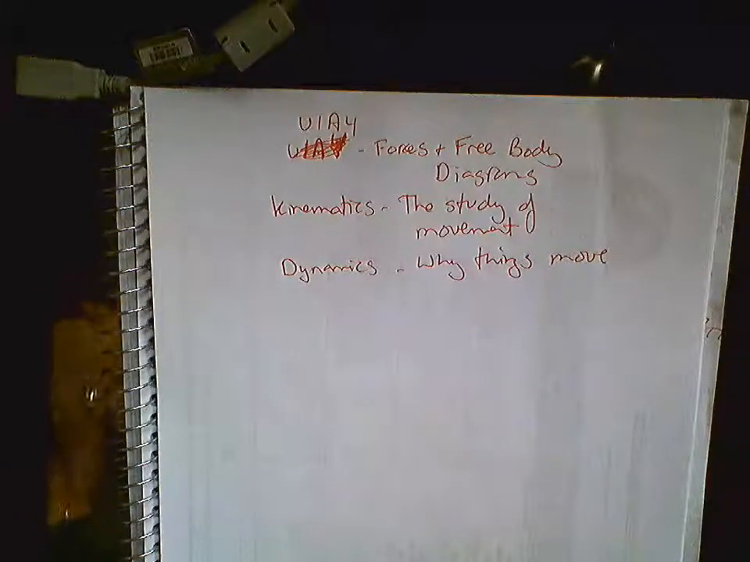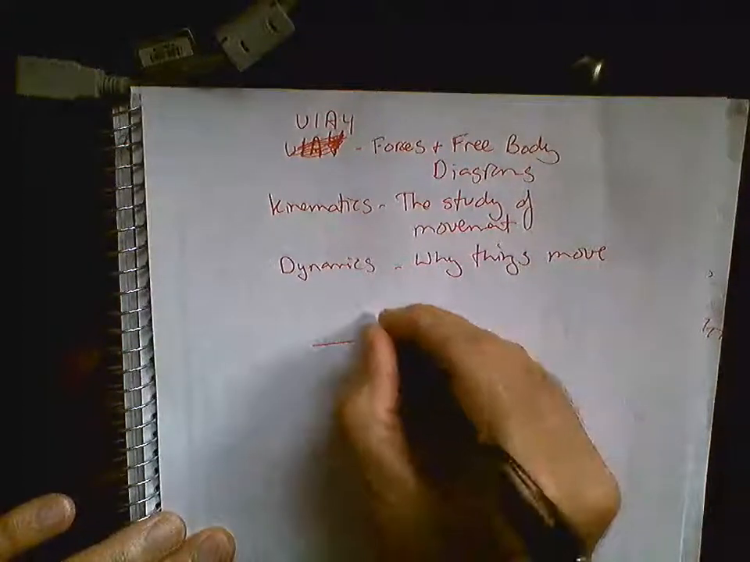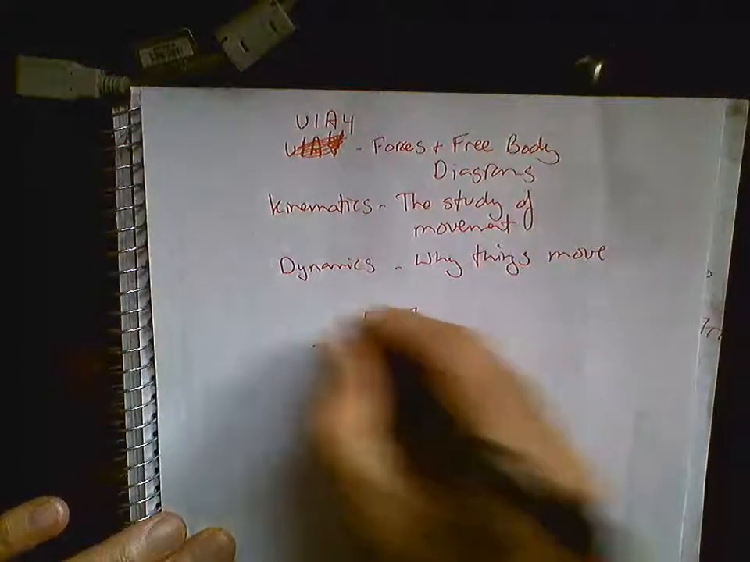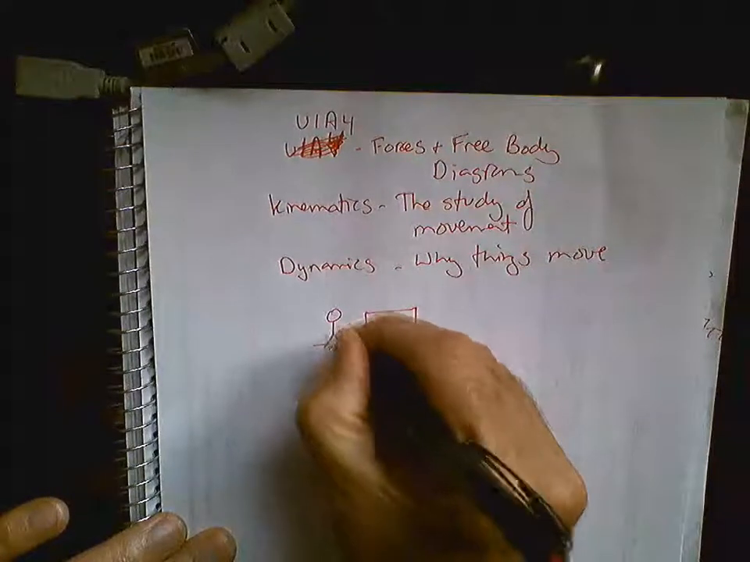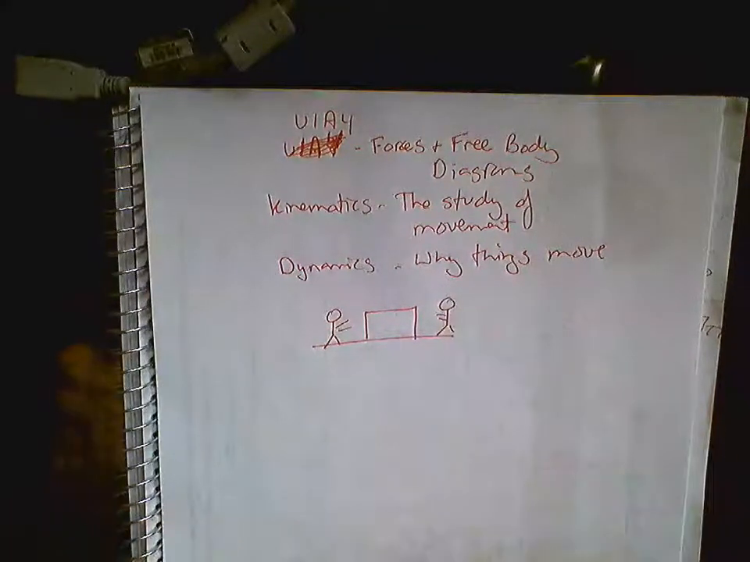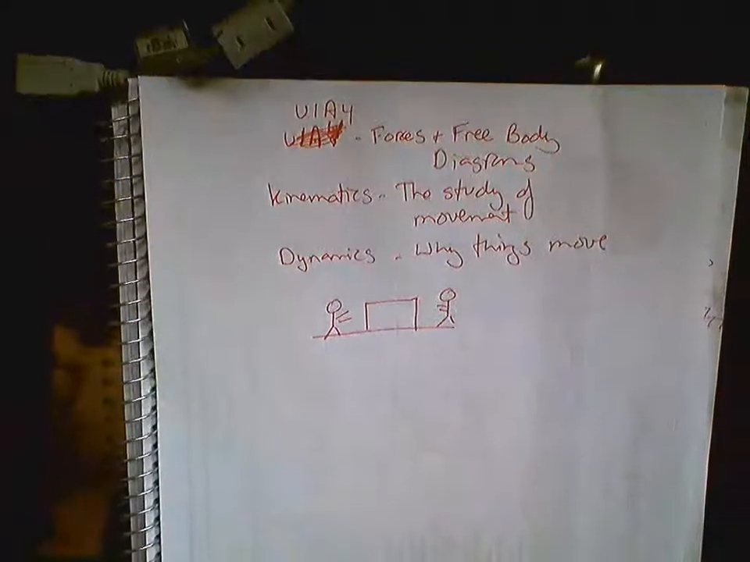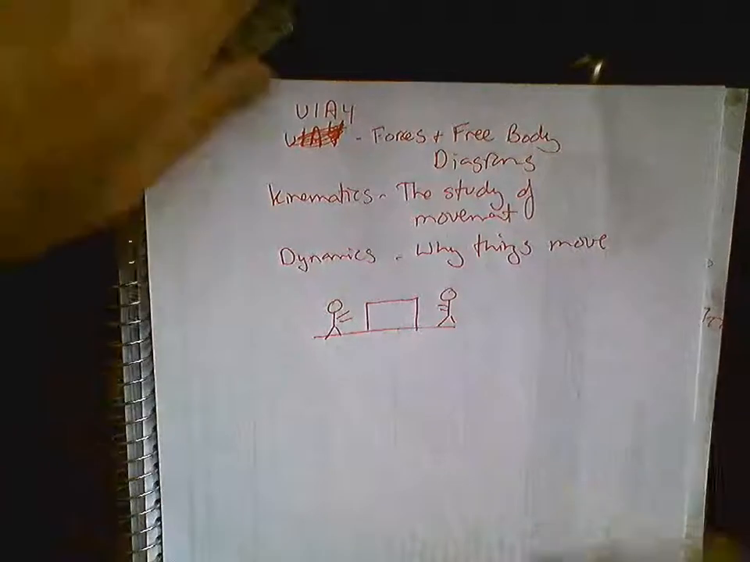Things move because of unbalanced forces. So if we have something on a desk and one person is pushing this way and one person is pushing this way with equal force, nothing's going to move. So objects move because of unbalanced forces.